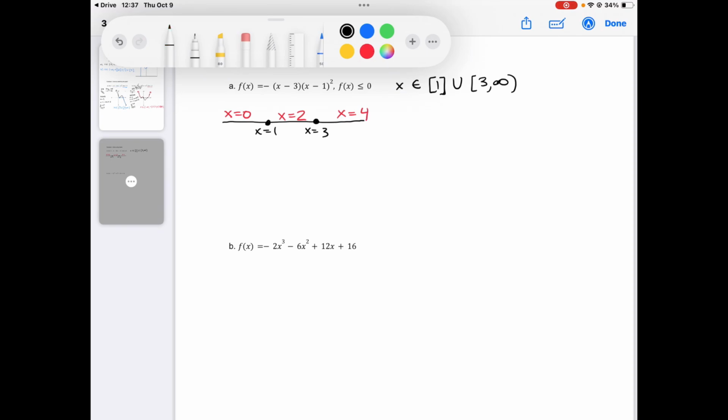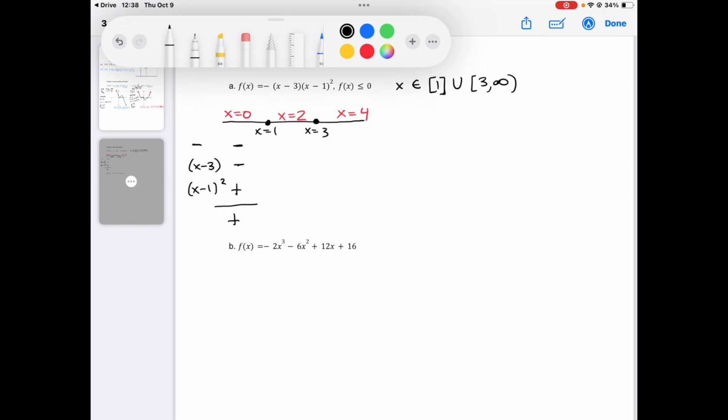So now I'm going to put all my factors down the left-hand side. So I've got minus 1 from the minus in front. I've got x minus 3, and then I've got x minus 1 squared. So when I put in 0, and I have a negative 1, I still have a negative sign. When I put 0 into this bracket, 0 minus 3 is minus 3, which is negative. And then what I notice is that I'm substituting in a value and then I'm squaring it. So it's always going to be positive, which means that in this interval between minus infinity and 1, my function is going to be positive.